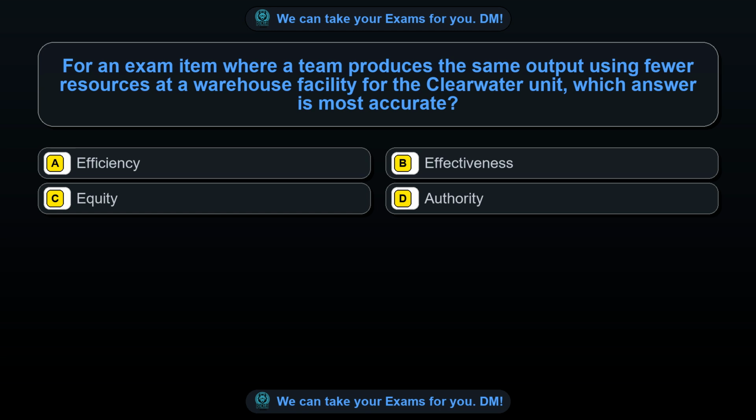Question 48. For an exam item where a team produces the same output using fewer resources at a warehouse facility for the Clearwater unit, which answer is most accurate? Option A, efficiency. Option B, effectiveness. Option C, equity. Option D, authority. The correct answer is option A, efficiency.